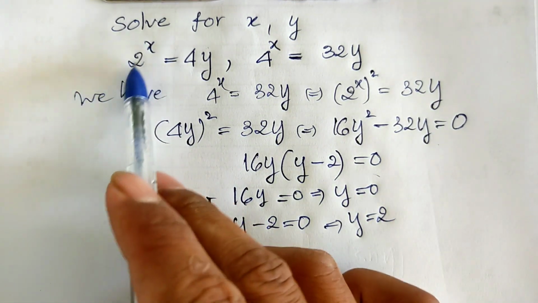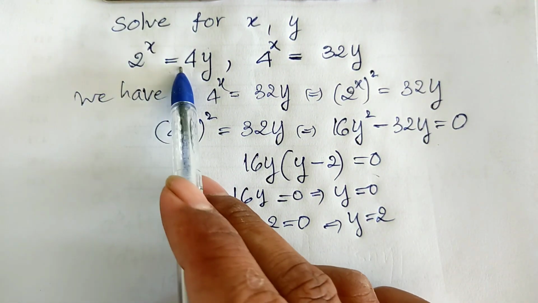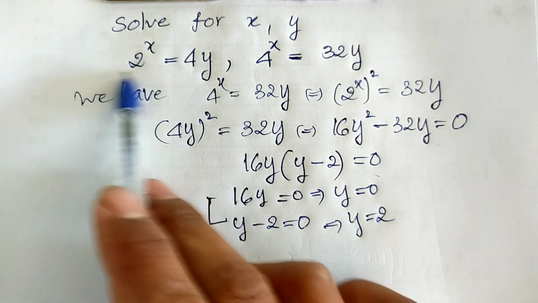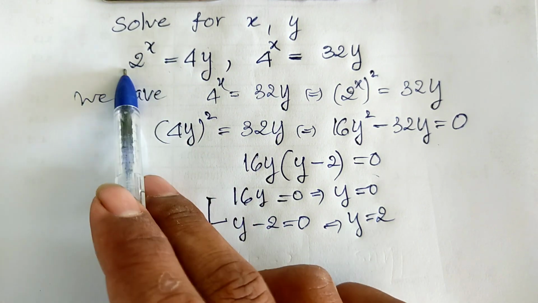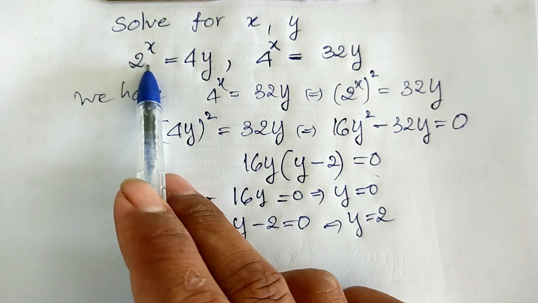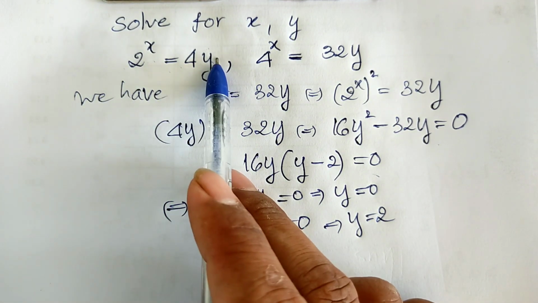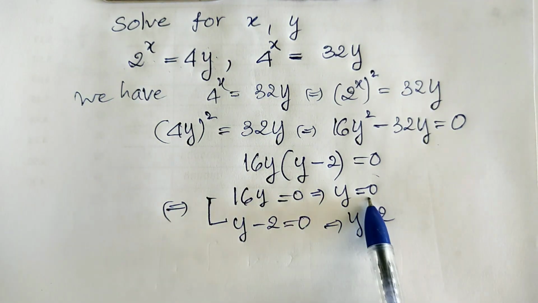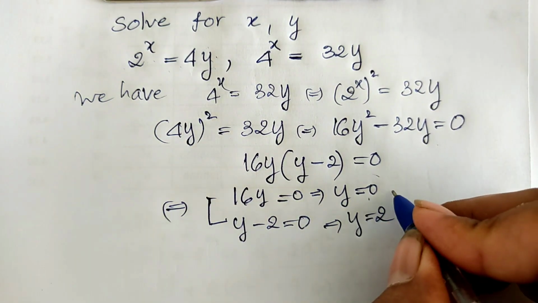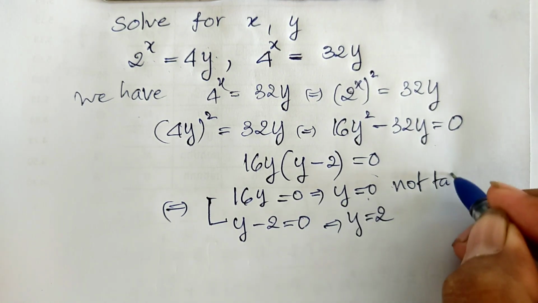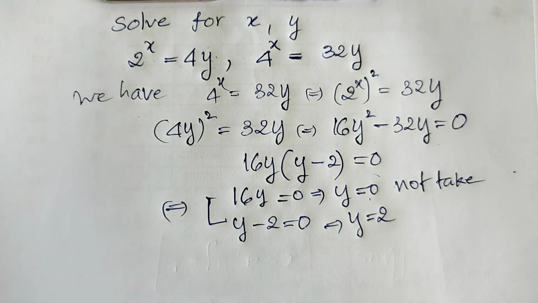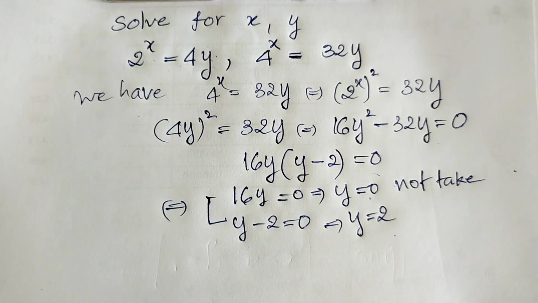But we know that this 2 power h is equal to 4y and it's positive. So this 2 power h is not equal to 0. So 4y is not equal to 0. So y is not equal to 0. So this one is not taken, and y is equal to 2.